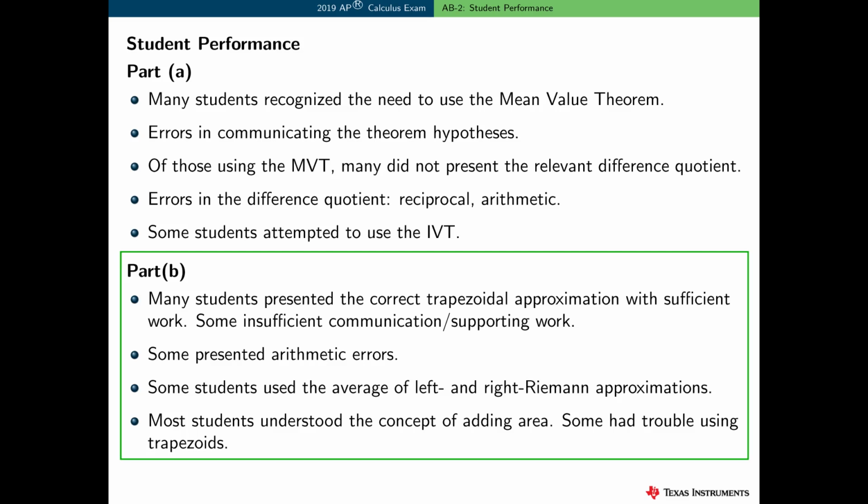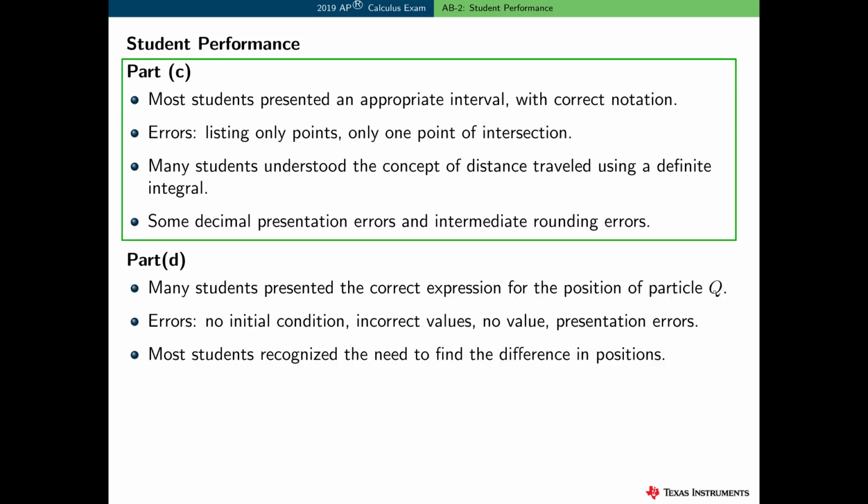Now, some students used the average of a left and a right Riemann sum approximation, which is a valid approach. And it seems like most students understood the concept of adding area in order to approximate the definite integral. But some had trouble using trapezoids, and that is, finding the area of a trapezoid. In Part C, most students did indeed present an appropriate interval with correct notation. However, some students listed only values for t, or points of intersection, or only one point of intersection.